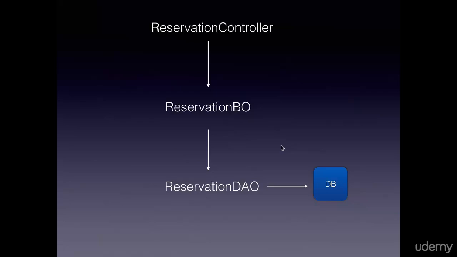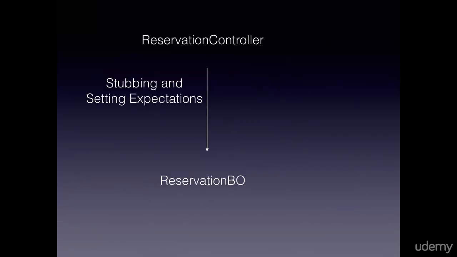Similarly, if we are testing the reservation BO, we will mock out the reservation DAO and all the method calls that the reservation BO's methods are making into the reservation DAO's methods, and test the public methods on the reservation BO in isolation. Mocking involves three important steps: stubbing, setting the expectations, and then verifying.